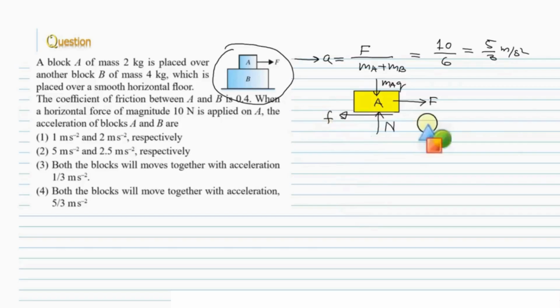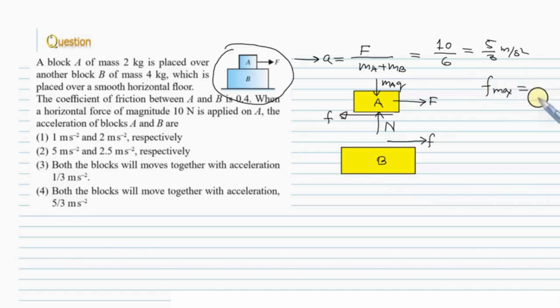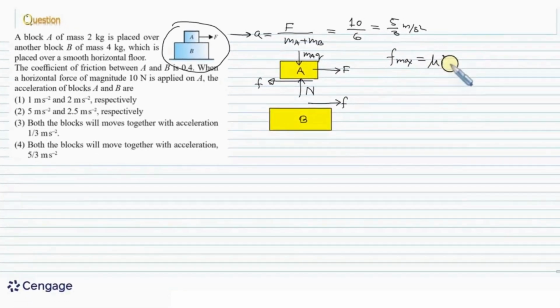Now let us consider block B. Friction force on block B will act in the forward direction, and this friction force on B will be responsible for the motion of block B. We can find the maximum possible value of the friction force, that is called the limiting friction. So we can write F max equal to mu times the normal reaction between the blocks. This normal reaction is equal to m_A g, so this is equal to mu multiplied by m_A g.